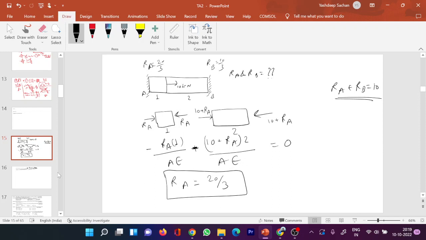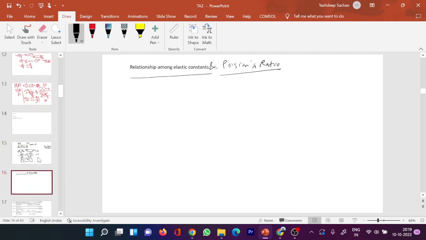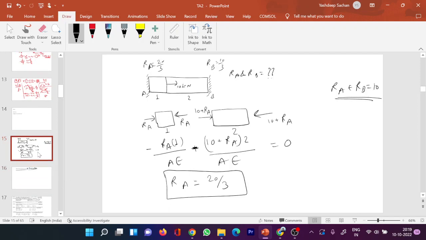So this way we can do. Sir, how is it 3? AE value? What are you saying? Means 20 by 3, how is it 3, sir? No, you just simplify it. Here in 0 it will go out, and here minus RA. Actually, sir, he is asking about the total length.